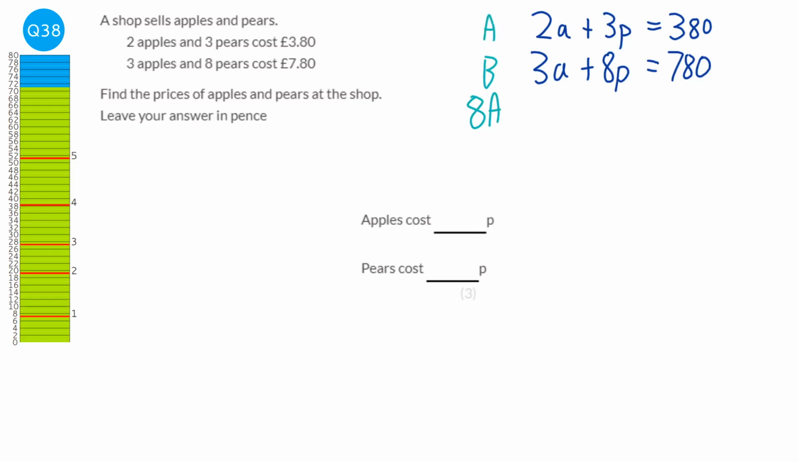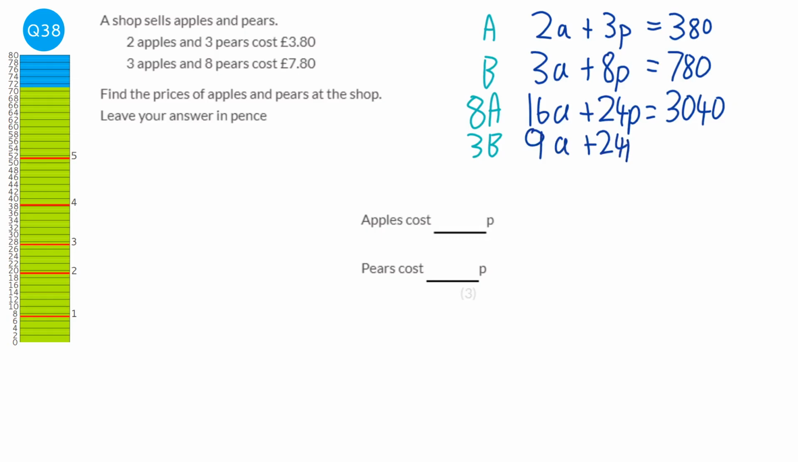And so we're going to times the 2a by 8, which will be 16a plus 24p, and 380 times 8 is 3040. And we're going to do the same with b, but this time we're going to times it by 3, so we're going to have 3b. And we're just going through everything here and we're timesing it by 3. So 9a plus 24p, which is good, that's what we wanted. And 780 times 3 is 2340.